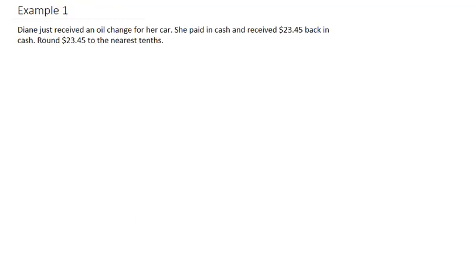Diane just received an oil change for her car. She paid in cash and received $23.45 back in cash. Round 23.45 to the nearest tenths. So we're going to go ahead and write out this number. We start to the left of the decimal. So this is our 1 spot. Then we have our decimal. Then we have tenths. So this is what we're rounding. And then to the right of it is the hundredths. We're going to look at that 5 to see if we round up or if we round down.